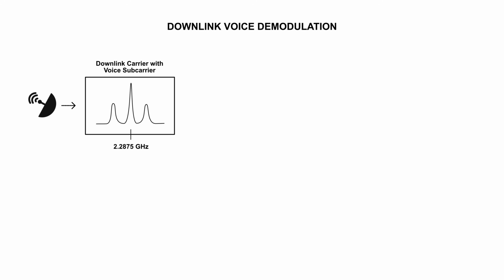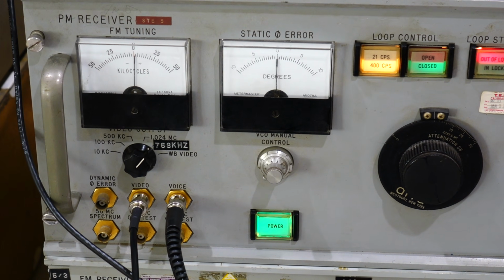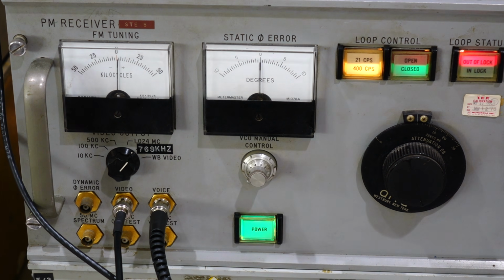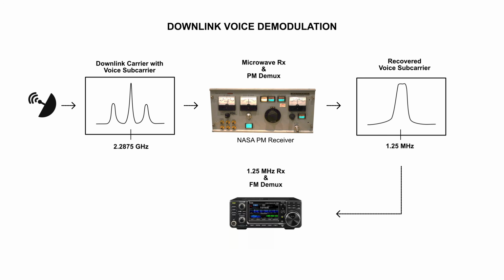For that, we'll need two receivers back to back. We first use our NASA microwave receiver, which is equipped with a PM demodulator. It says PM receiver right on it. You then feed the PM demodulated signal, which now consists of the subcarriers, to a traditional FM receiver tuned to 1.25 MHz. And voila, FM voice from the moon.